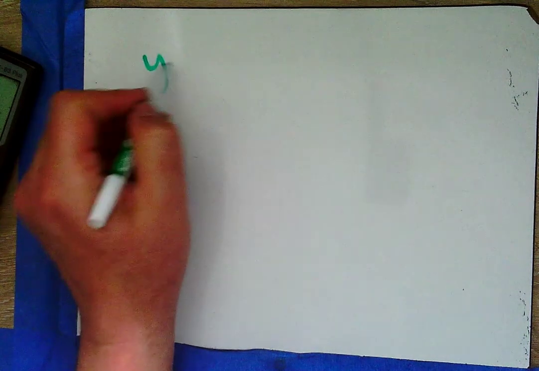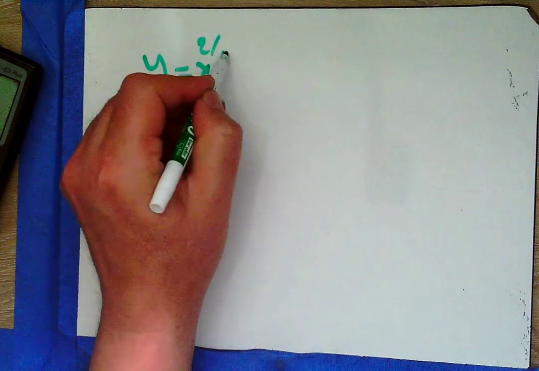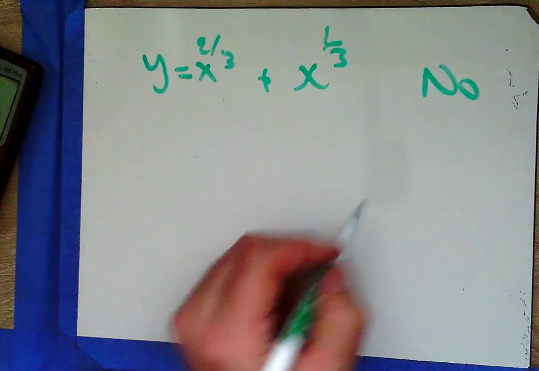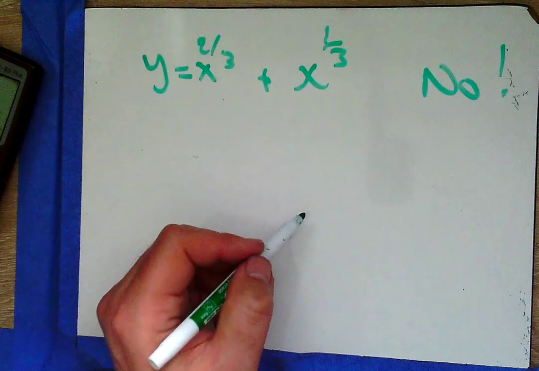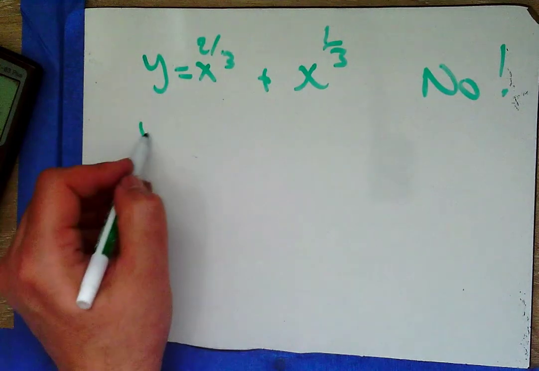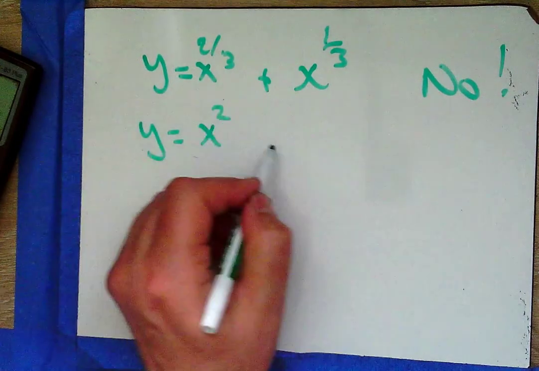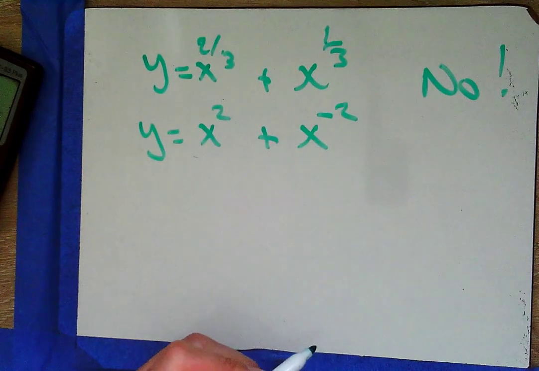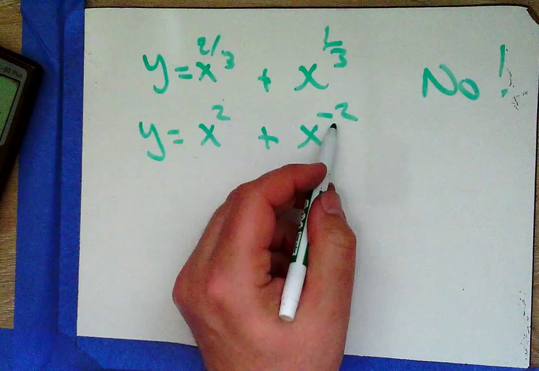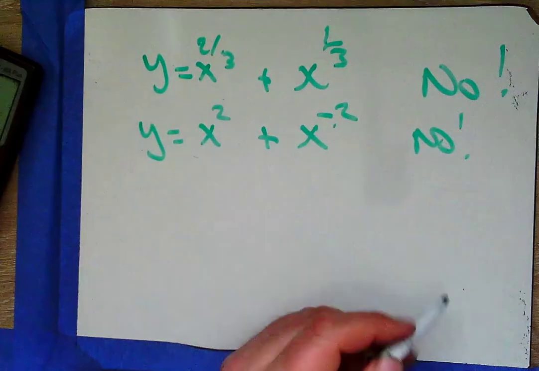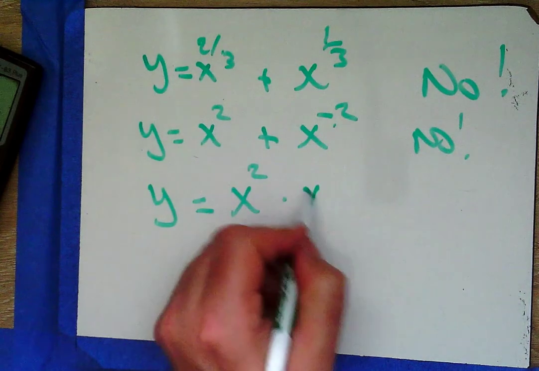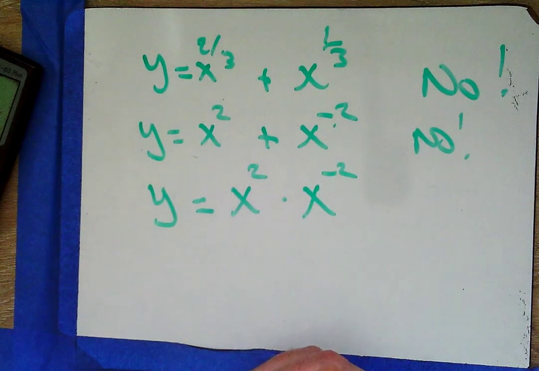All right, so if we see something like y equals x to the 2/3 plus x to the 1/3, we can just say no, that's not a polynomial. How about y equals x squared plus x to the minus 2? No, that's not a polynomial because we can't have negative exponents. How about y equals x squared times x to the minus 2?